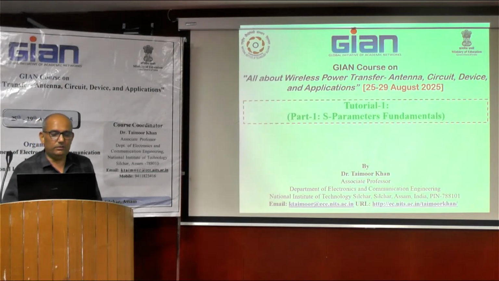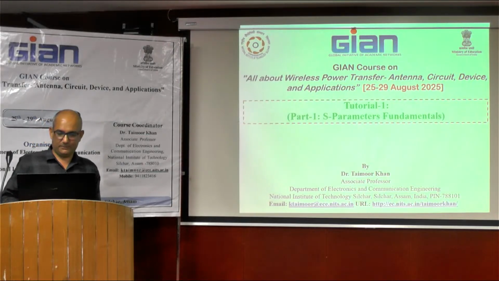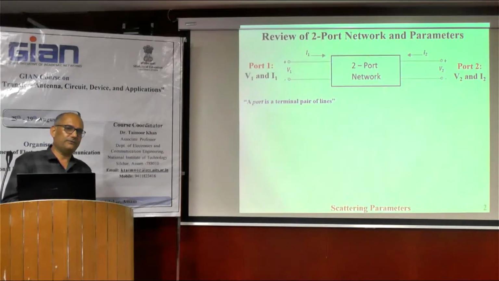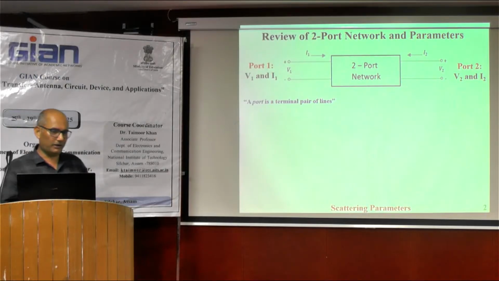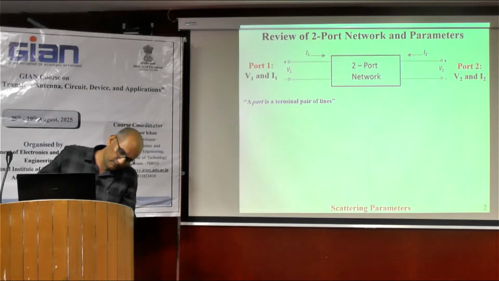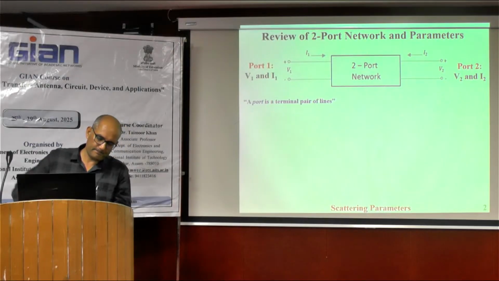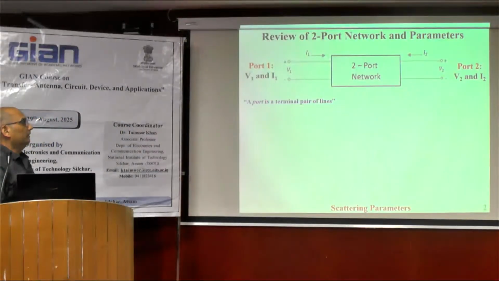Okay, let us start the first part, that is fundamentals of scattering parameters. Here you can see what is happening. It is simply a two-port network. You can correlate this as a black box, which has one voltage and current at the input side, one voltage and current at the output side. This may have anything inside, just like a simple block diagram.